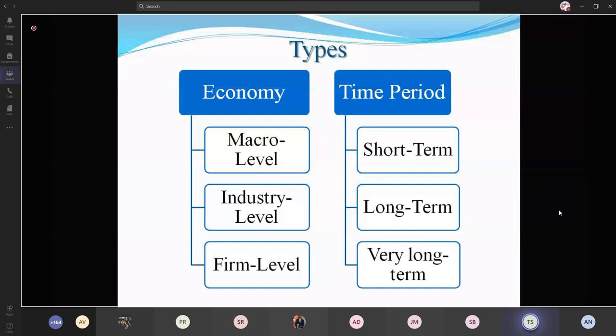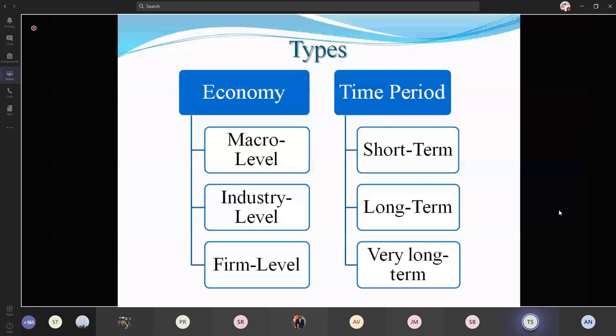And coming to the time periods, it is also divided. Ma'am, macro level means which one, ma'am? Macro level is the world economy. Each and everything is included. Every product, every item, all goods and services are included. Industry level refers to the particular product's industry, and firm level refers to particular brands. Okay. Next, come to the time period.